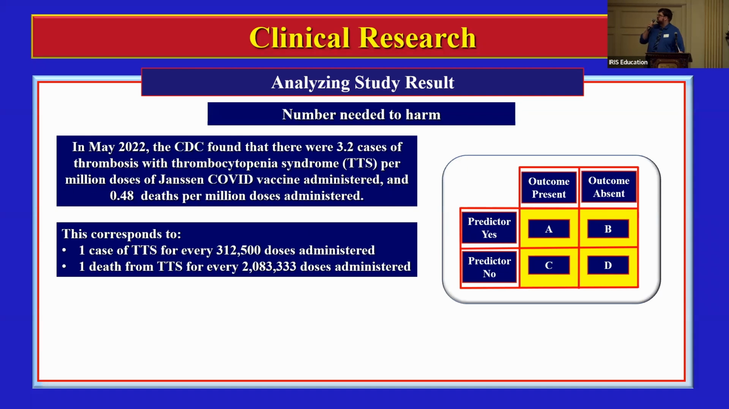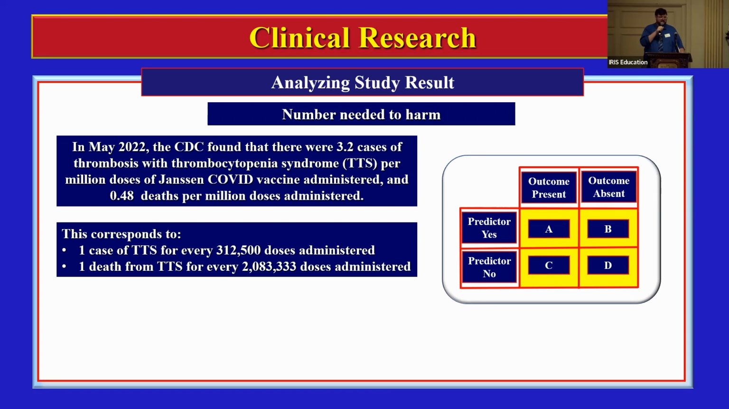We can think of an example for this recently with the Janssen vaccine for COVID. In May, the CDC released information looking at thrombosis with thrombocytopenia syndrome, or I'm just going to call it TTS to avoid saying that again. They found approximately 3.2 cases per million doses administered and almost 0.5 deaths per million doses administered.